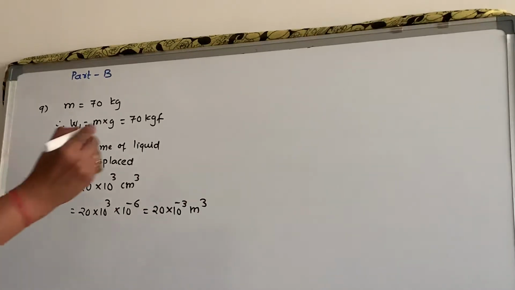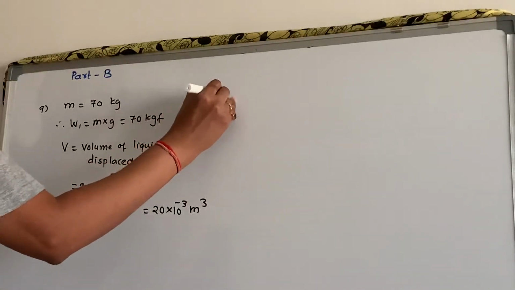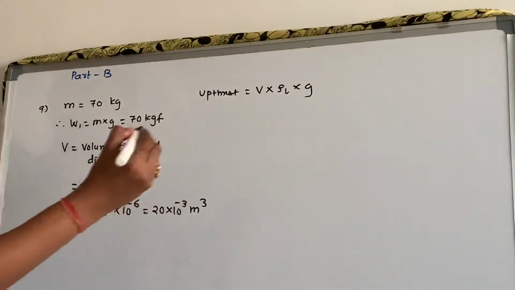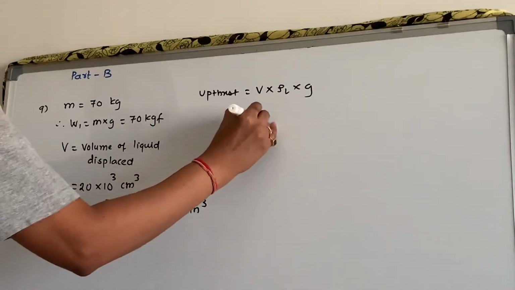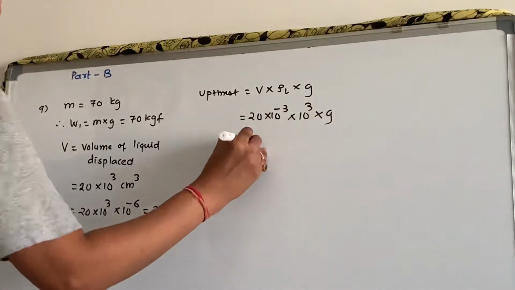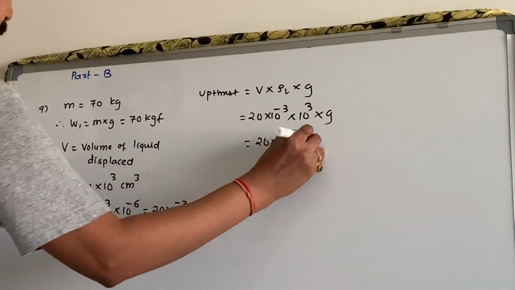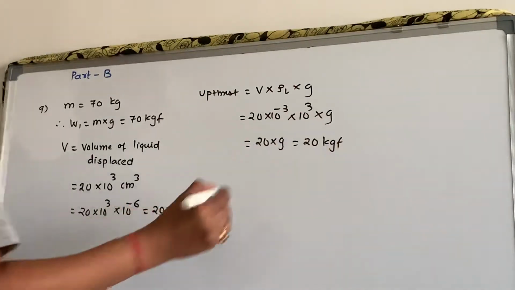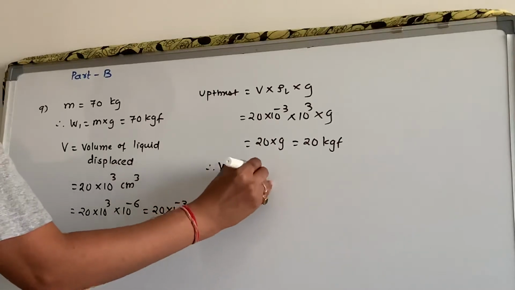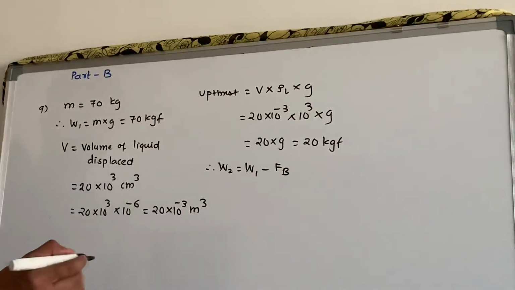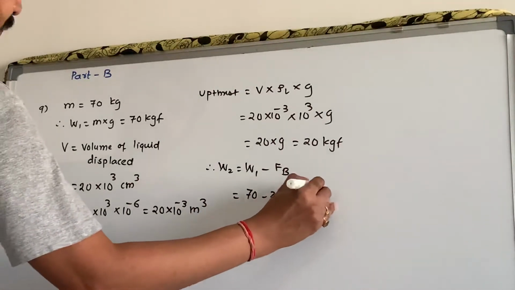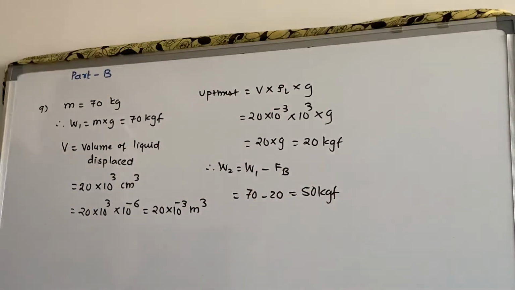So first of all, get the value of upthrust. Upthrust is volume of the body, density of liquid into G. Volume of body is what? 20 into 10 raised to minus 3. Density of liquid is 10 raised to 3 into G. So this is 20 into G, which is written as 20 kgf. That is the upthrust. Therefore, weight in water W2 is equal to W1 minus this upthrust. This W1 is 70 minus 20. This is given as 50 kgf. That is weight in water.